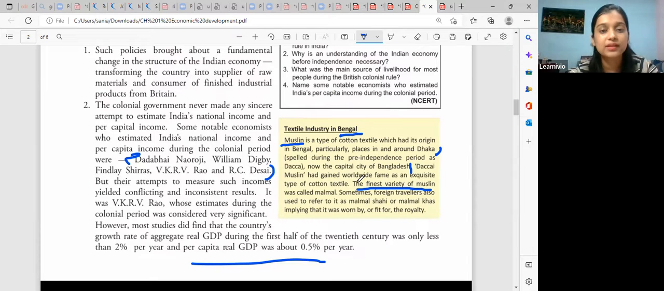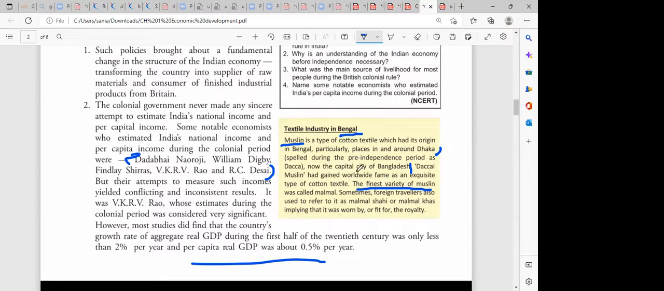After that, second point: the finest variety of muslin was called malmal. Third, sometimes foreign travelers also used to refer to it as Malmal Shahi and Malmal Khas, implying that it was worn by or fit for royalty. So the people who belong to very rich families used to wear this. Clear all the points? Yes, ma'am.